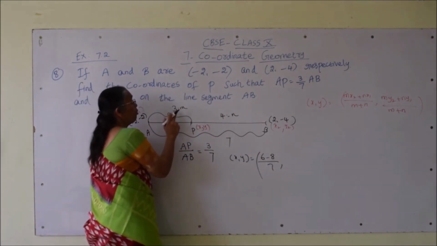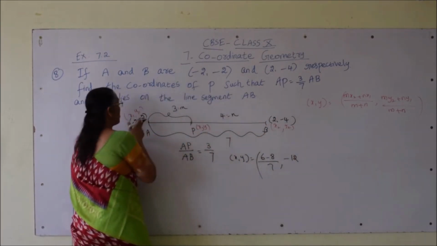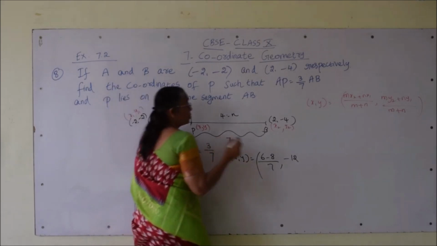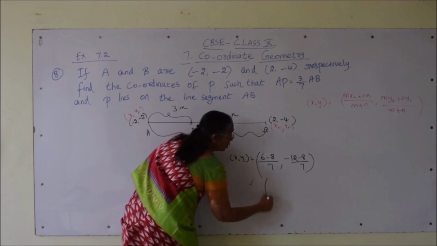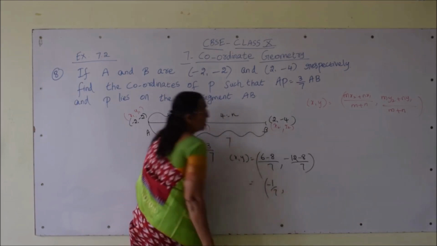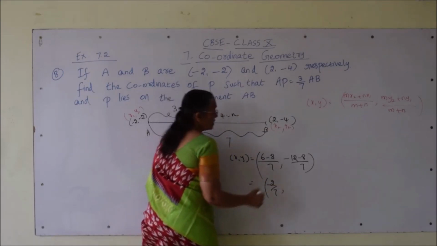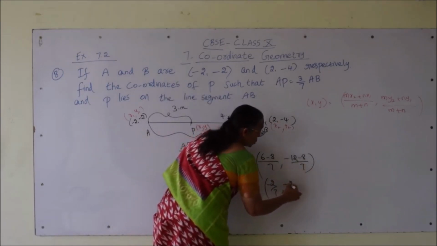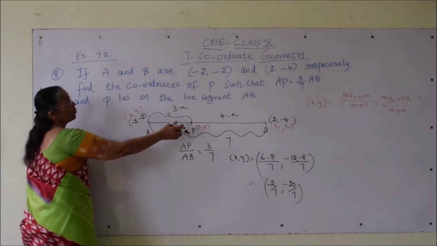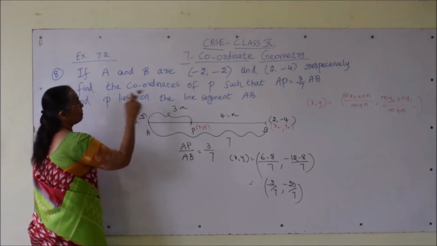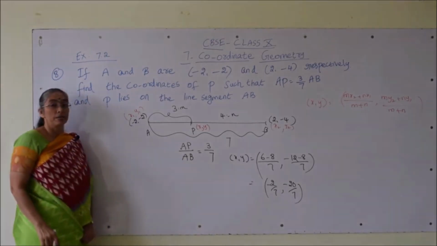my2, 3 into -4 is -12, ny1, 4 into -2, -8, divided by 7. 6 minus 8 is -2. So, -2/7, comma, -20/7. So, these are the coordinates of P which lies on the line segment AB such that AP is equal to 3/7 of AB.